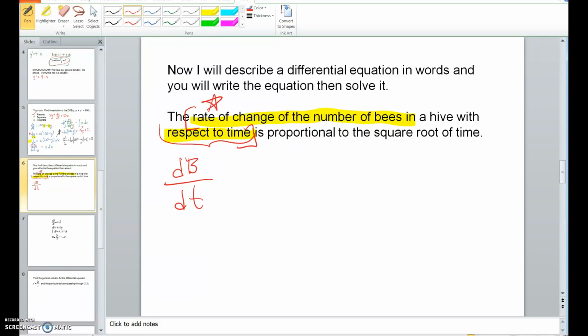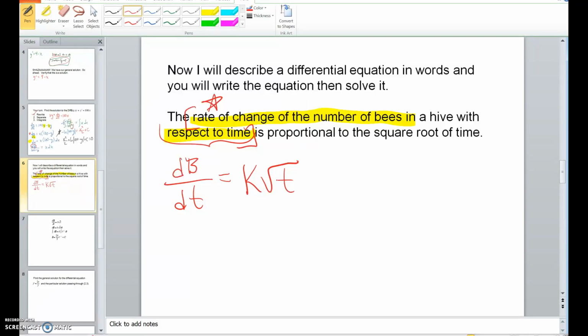The rate of change of the number of bees in a hive with respect to time. So that's dB dt is proportional to, so I'm going to have a constant of proportionality, the square root of time. T will be time. So dB dt is equal to k times square root of t. That is what this description is saying. So the rate of change of the number of bees with respect to time is proportional to the square root of time. This is pretty simple to solve.